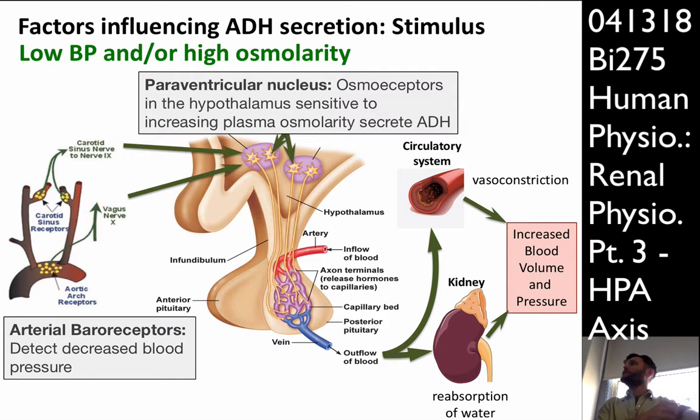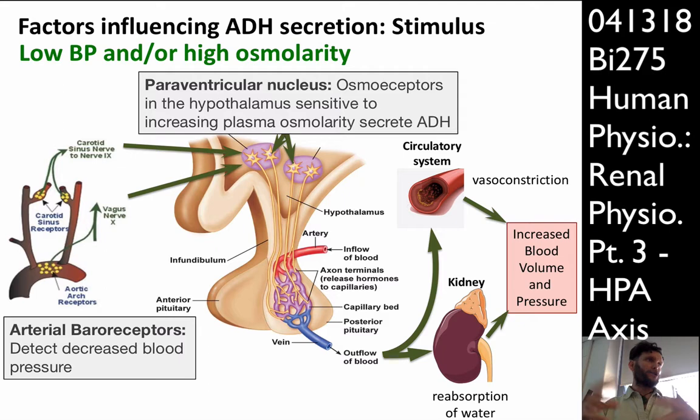Okay, so let's look at ADH a little bit in more detail here, antidiuretic hormone. So there are really two ways that the body can stimulate the production of antidiuretic hormone. So that's these two boxes here. It can either be stimulated by the arterial baroreceptors.